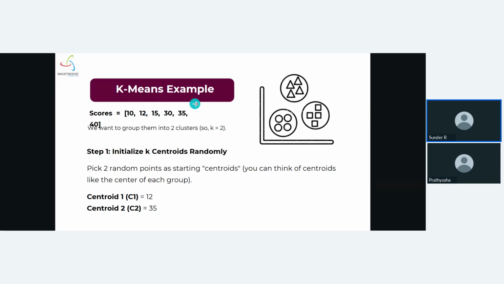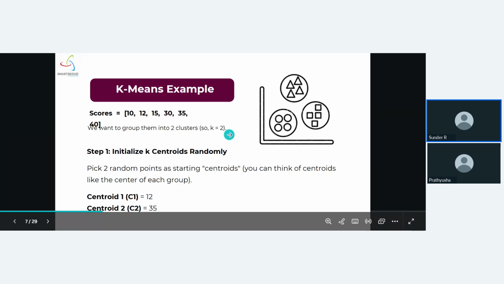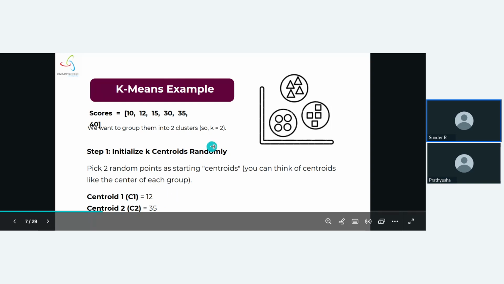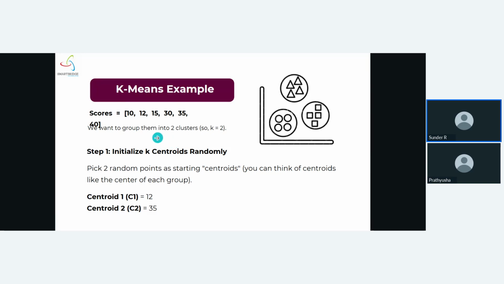Initially, we can take any random values. That is the centroid. Here I have considered only 2 clusters, right? If I have 3 clusters, k is equal to 3, I have to consider 3 centroids. Is it clear? Since I consider k is equal to 2, this will be the center value for each of these clusters. Here I have considered 12 as the centroid, and 35 as the second centroid. With these 2 in my hand, I will be finding the distance, and then finding which cluster the new value belongs to.